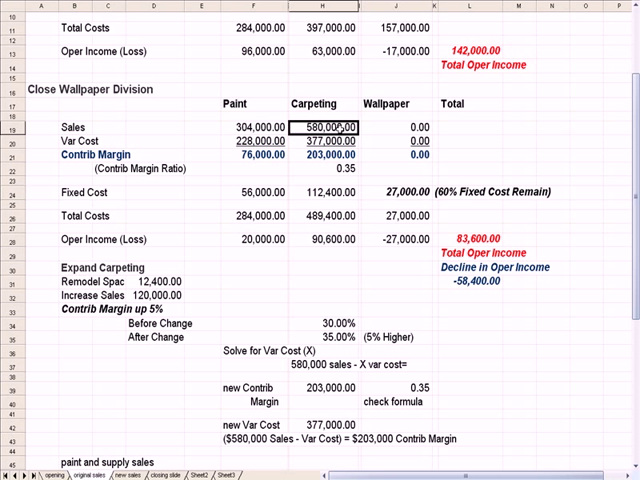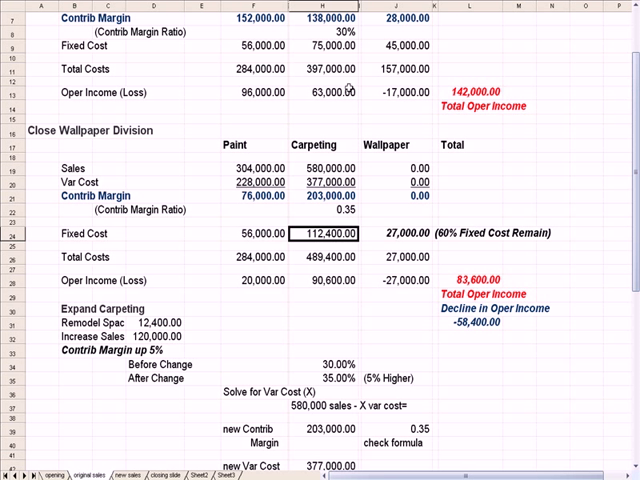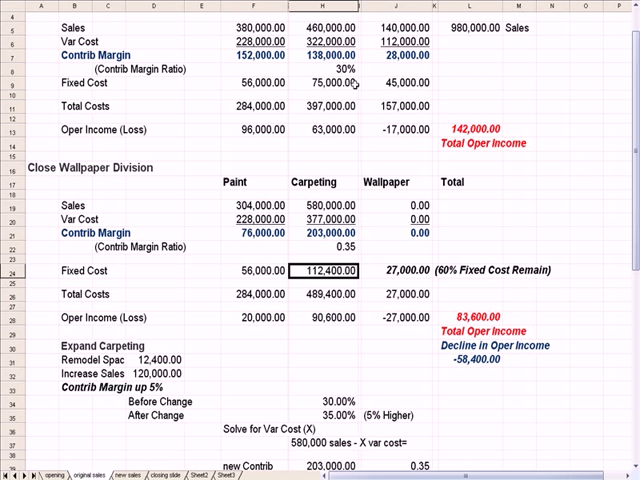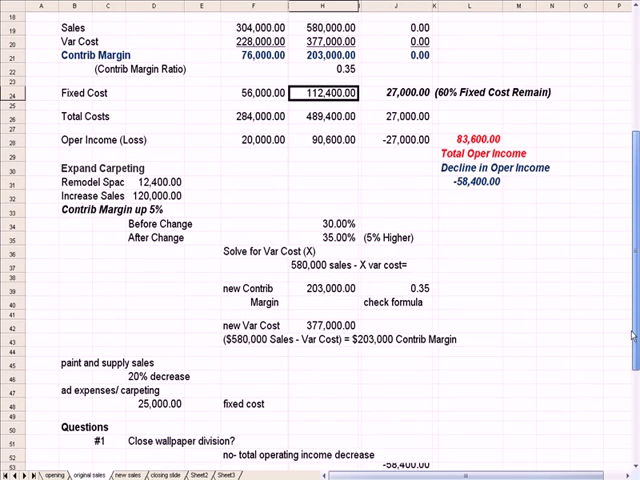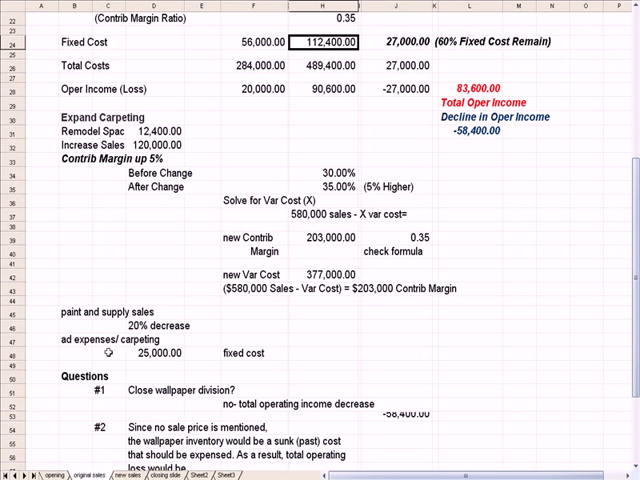We had carpeting sales go up by $120,000. We had fixed costs go up by $112,400. Let's click on that entire formula to show you. We had the $75,000 from up here plus D31, the $12,400, plus D48, which is farther down at the bottom here. We're going to advertise more in the carpeting division by an amount of $25,000.